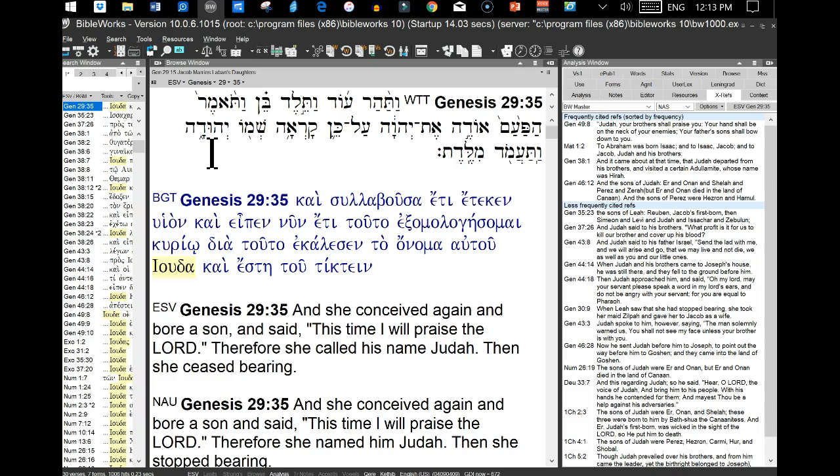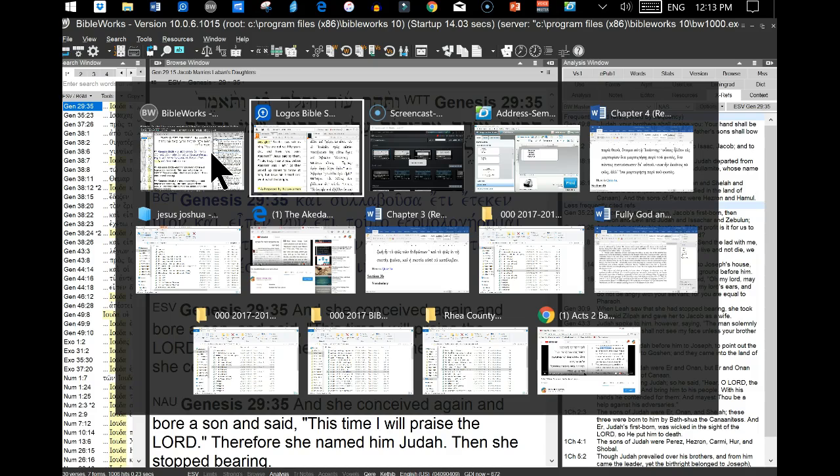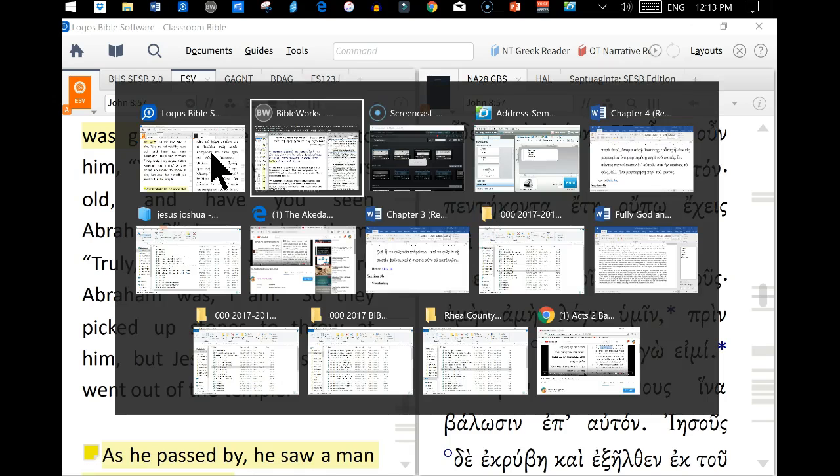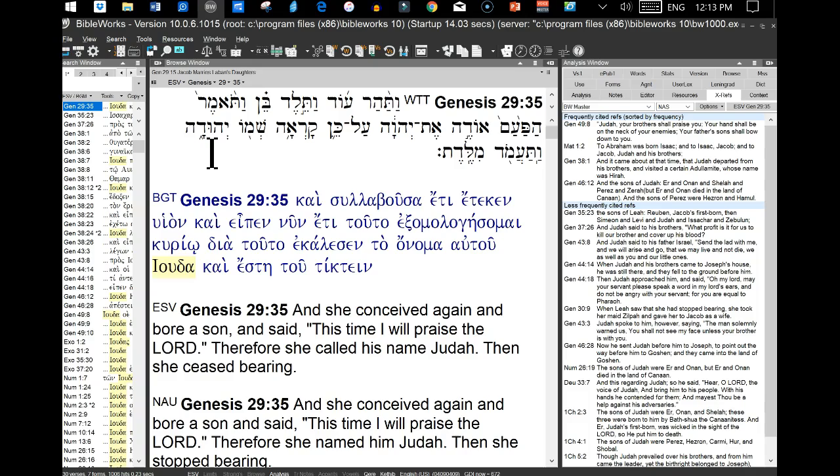And what do you find bizarre about that? It brings up the name Judah. Because the word Judah and the word Judas are exactly the same word in Greek. Now, I just want to show you a different way to look at that.